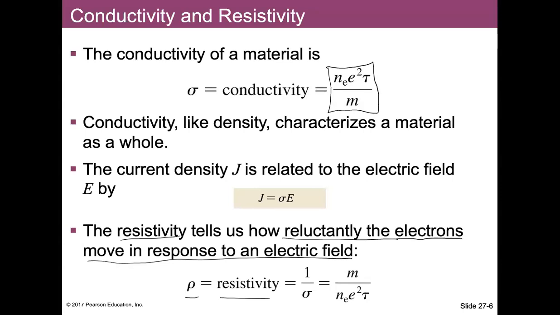And so if I take this expression for my conductivity and put it here, 1 over this will be my resistivity. So that'll be the mass of my electron over the electron density times the charge of the electron squared times tau. So both the conductivity and the resistivity, which is just the inverse of the conductivity and vice versa, are just properties of our materials.